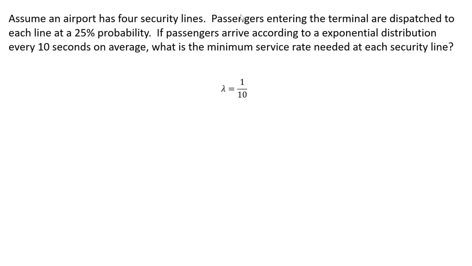For this, we're going to use the splitting property. Basically, we just have to make sure that if you add up the lambdas of each line, it has to equal at least 1 over 10, because 1 over 10 is the rate. I didn't give you the rate, I gave you the mean, so you have to take the reciprocal of that. And so you solve for lambda sub line, which is basically just 1/10 divided by 4, which is 0.025.